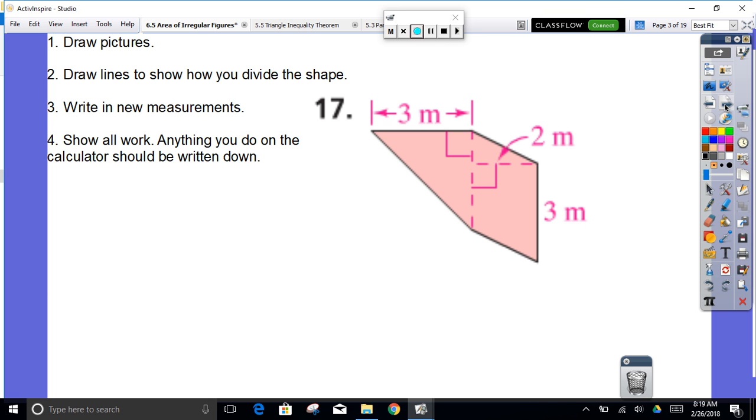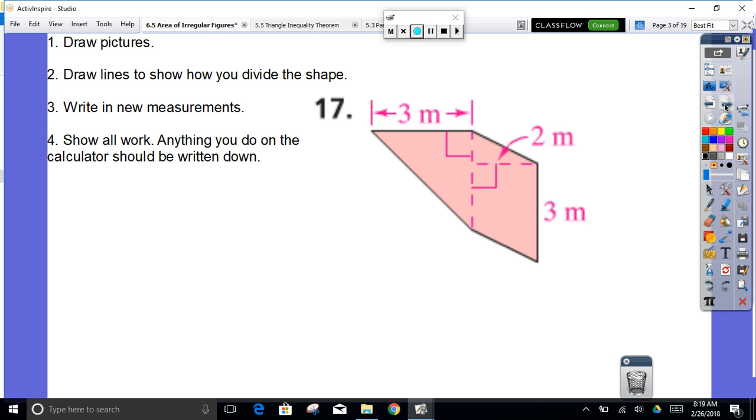Okay, so here's how I recommend that you do this. If it is not a worksheet, and in the homework that I'm going to give you will be a worksheet, so you won't have to draw it. But when we used to do this out of the textbook, I would have them draw the pictures for themselves so that they could then show lines to show how you divide the shape. Sometimes the shapes will have lines in them, like there's a line here and there's a line here. Sometimes you want to divide on those lines, sometimes not.